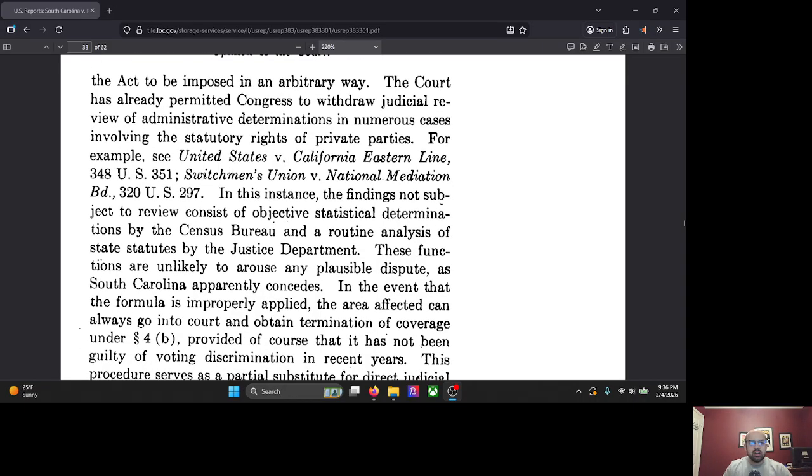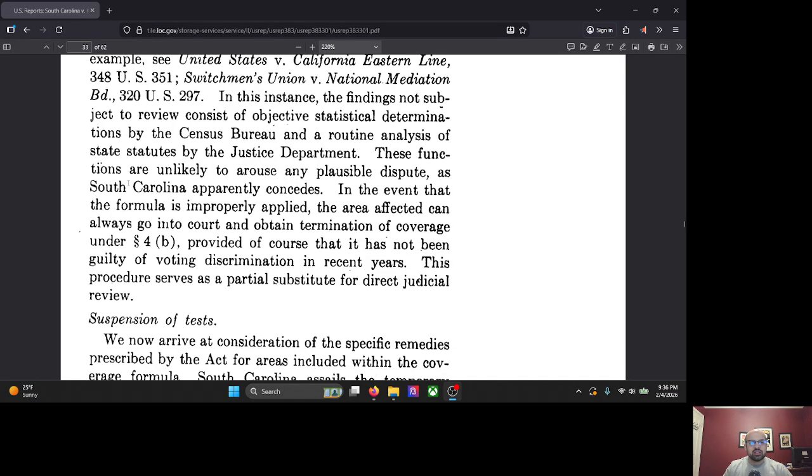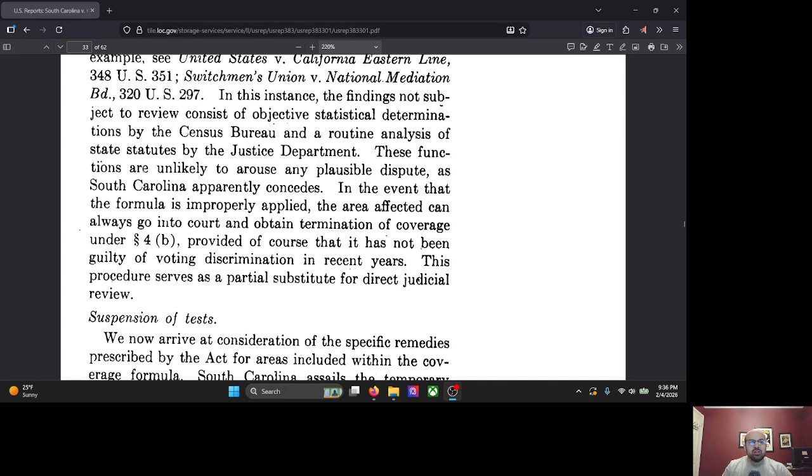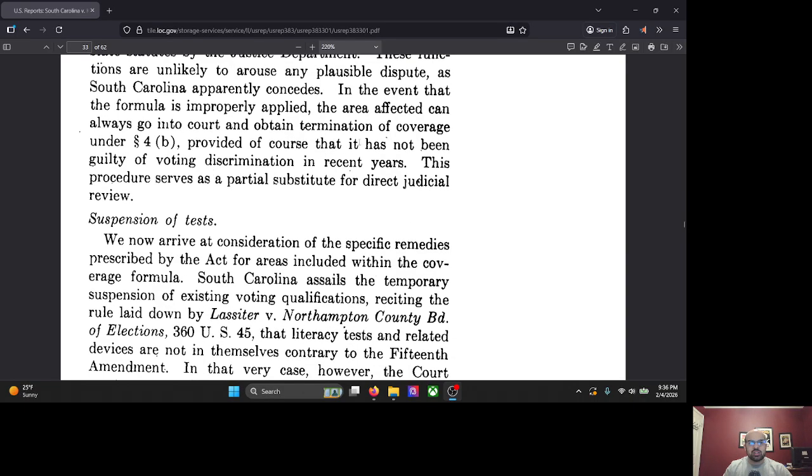California Eastern Line, Switchman's Union v. National Mediation Board. In this instance, the findings not subject to review consist of objective statistical determinations by the Census Bureau and a routine analysis of the state statutes by the Justice Department. These functions are unlikely to arouse any plausible dispute, as South Carolina apparently concedes. In the event that the formula is improperly applied, the area affected can always go into court and obtain termination of coverage under subsection 4B, provided, of course, that it has not been guilty of voting discrimination in recent years.